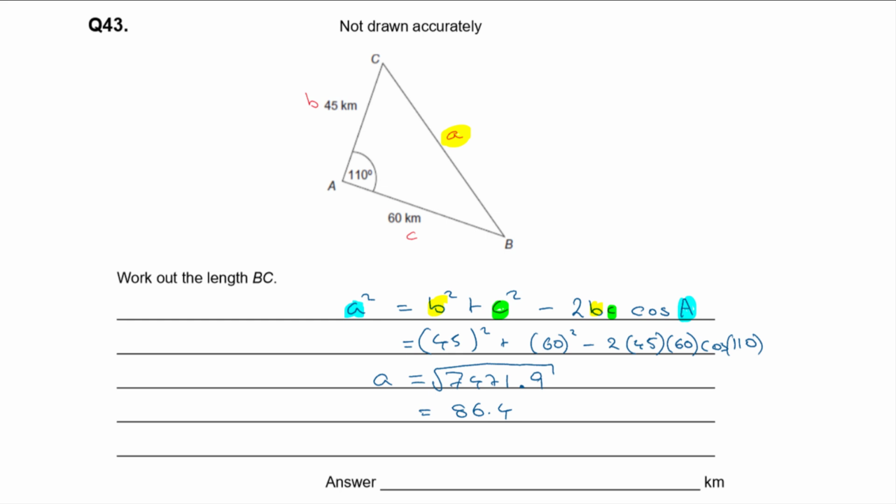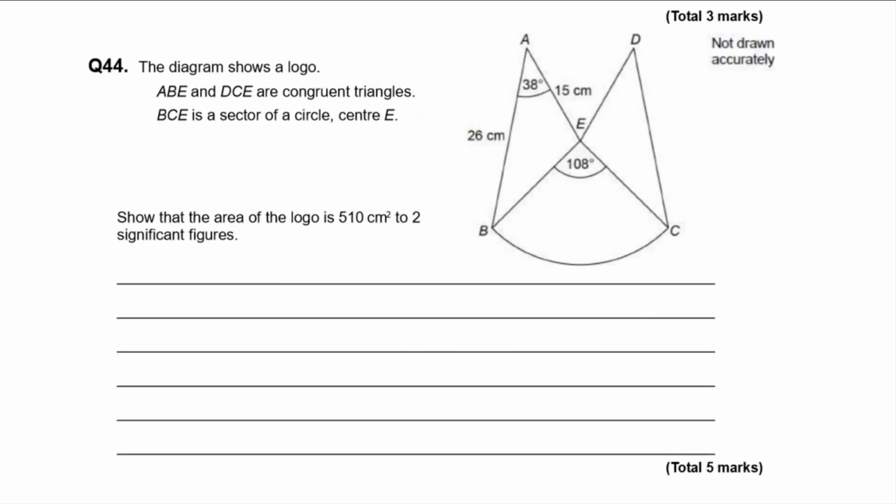So that's equal to 86.4, and I think 86.4 looks fairly decent in that triangle, doesn't it? Because it's the longest side, clearly the longest side because it's opposite that obtuse angle. 45 and 60 and 86 doesn't look dreadful. I think that looks all right. I'm going to stick with that. 86.4.